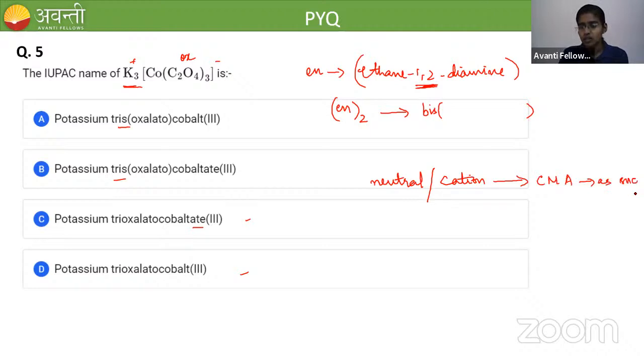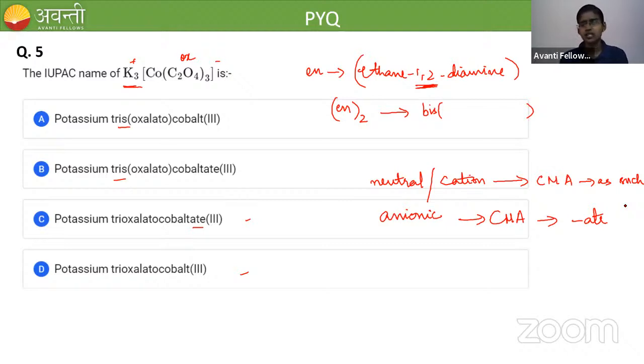If it is cobalt, you put cobalt. If it is nickel, you put nickel. But if the complex is anionic, then you have to name the central metal atom using the suffix ATE. You can see potassium is the cation here and the coordination entity is the anion. So the complex is anionic in nature, and you have to end the central metal atom name with ATE. So the name will be potassium trioxalato cobaltate, and the oxidation state is 3.